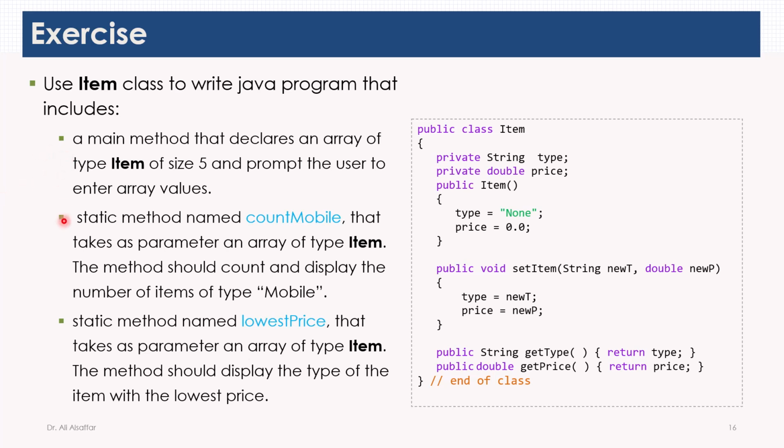The next part of the exercise asks to write a static method named countMobile that takes as parameter an array of type item. The method should count and display the number of items of type mobile. So simply, this is a counting problem. We go over all items one by one in a for loop, and we check for the type. If it is mobile, we increment the counter. Let us go and implement this method.